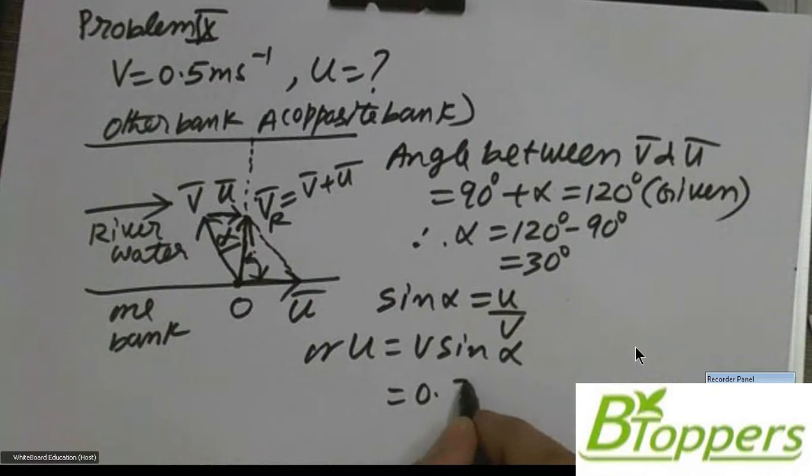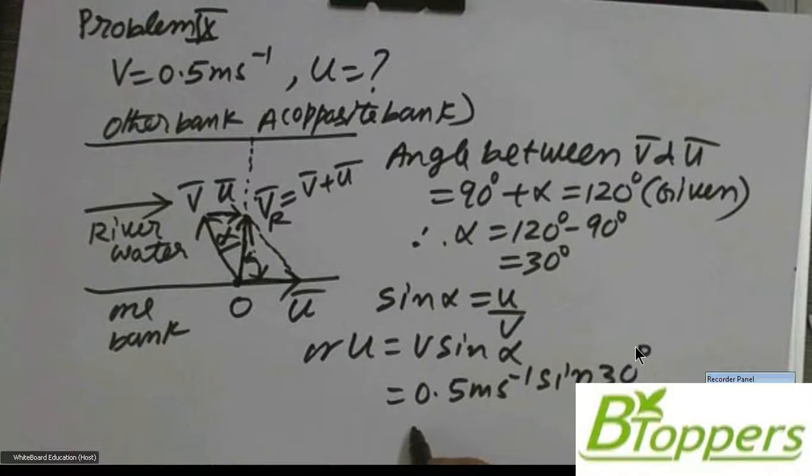Here V equals 0.5 meter per second and alpha is 30 degrees. So sin 30 degrees, you can substitute 1 by 2. So you get the answer as 0.25 meter per second.